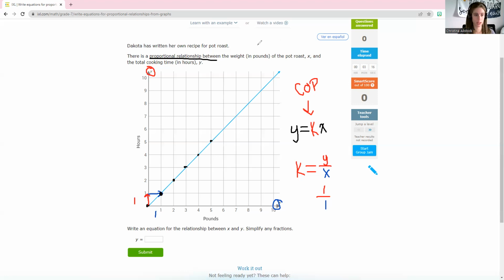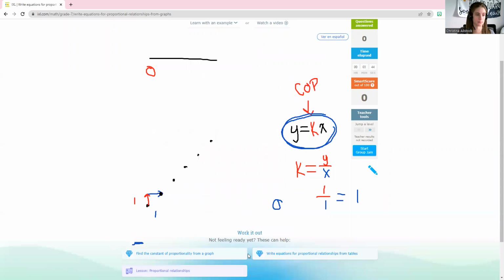And looky there, 1 divided by 1 is simply just 1. So that means our constant of proportionality, our k value, is 1. When we write it as an equation, we must remember this is our equation format. IXL already has the y equals for us, so all we would need to type in would be 1x, and then it would mark it as correct.